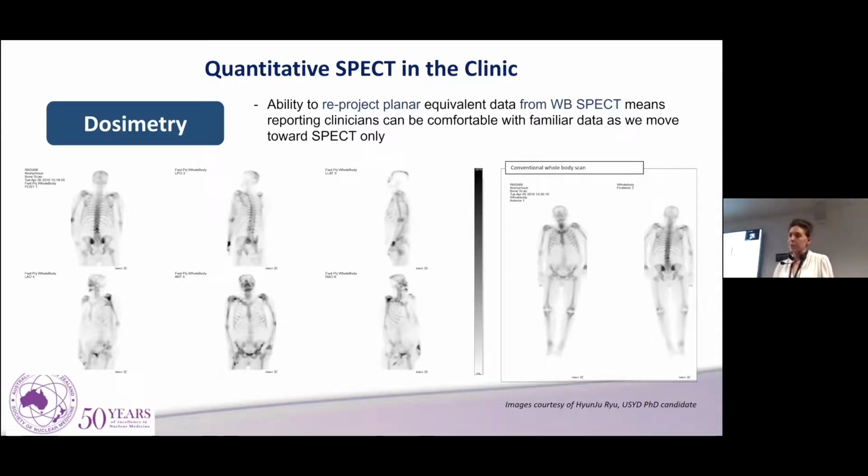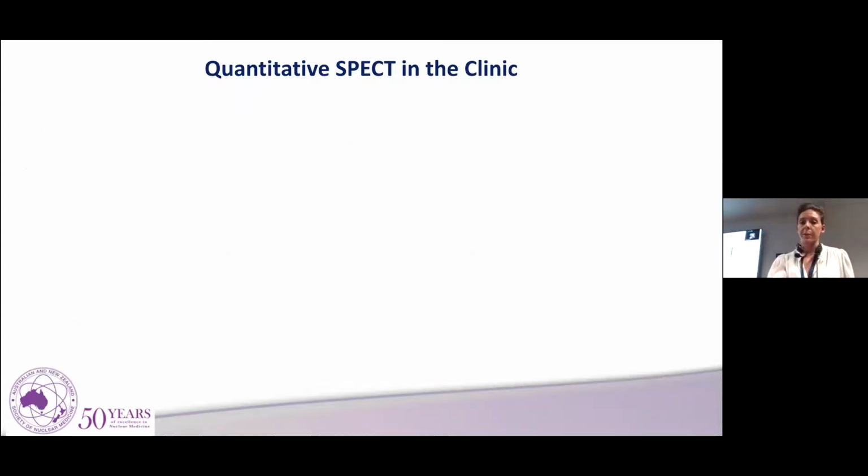And this is an example from one of our PhD candidates, Hyun Ju. On the left, you can see reprojected planar images at various views taken from a whole body SPECT bone study. And on the right here, you can see the conventional 2D whole body scan that's been done on the same patient. So I think this is a very interesting concept, and it keeps that ease of transition in that we keep the familiar data, which obviously is very important for the clinicians who are reporting on the study at the time. I believe Siemens also have taken this idea of reprojecting planars from SPECT data in some of their research software that is now under review.